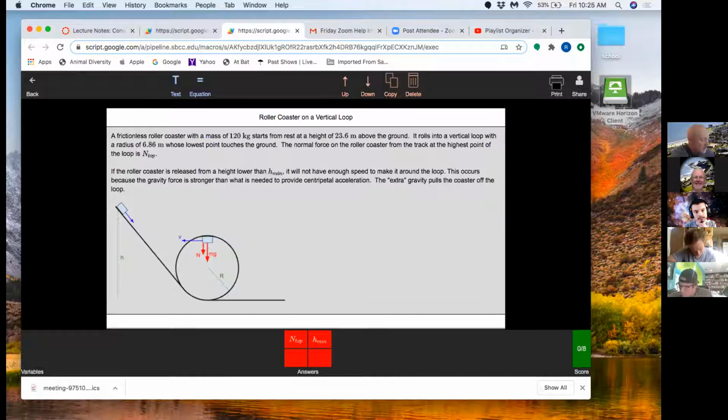Okay, so if it's released from a lower spot, H minimum, it will not have enough speed to make it around the loop. This occurs because the gravitational force is stronger than that needed to provide the centripetal force. This extra gravitational pull pulls the roller coaster off the loop.